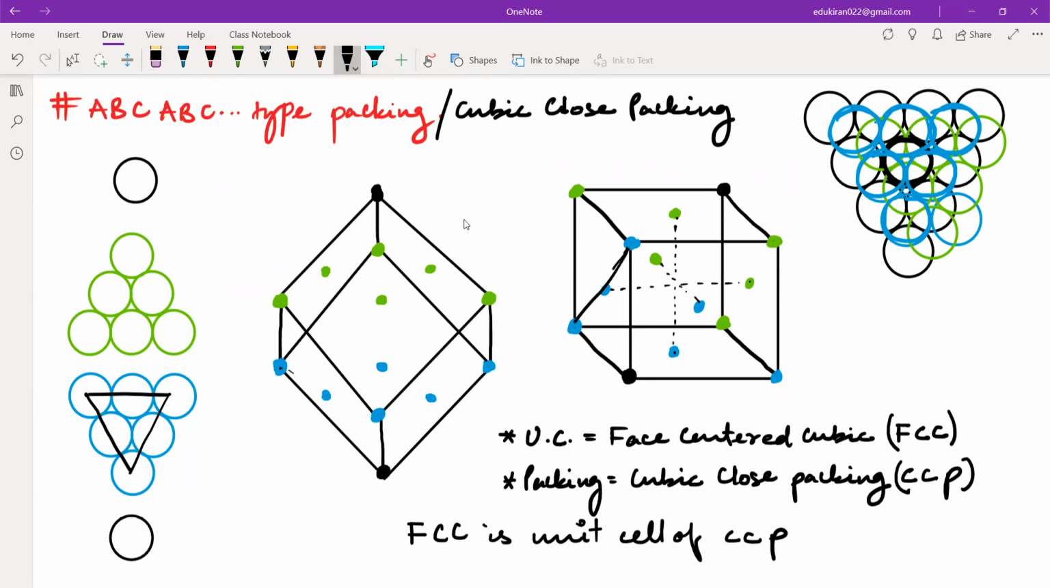These are the atoms which are touching each other, from corner to corner via face center. So write this down.